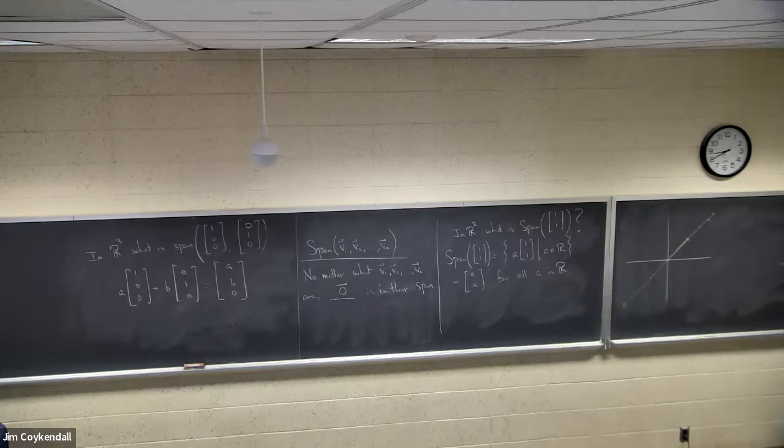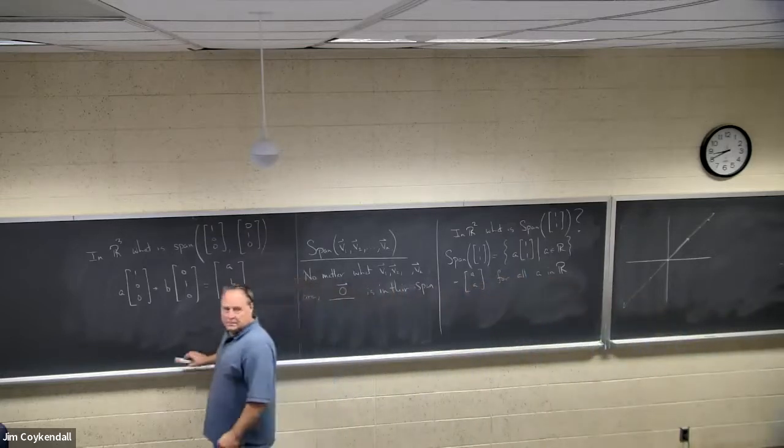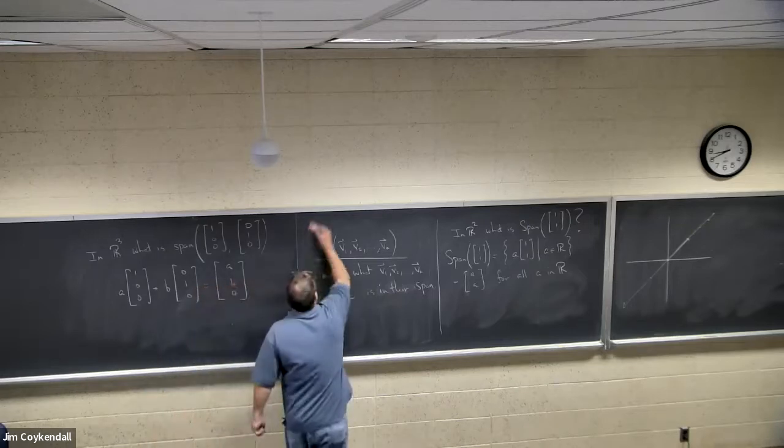So what does a typical vector look like in the span of this? It can have any first coordinate, call it A. It can have any second coordinate, call it B. But what about the third? It's always got to be zero. Everybody agree with that? Can you describe what this looks like in three-dimensional space? Yeah, a plane. It's essentially a two-dimensional plane.